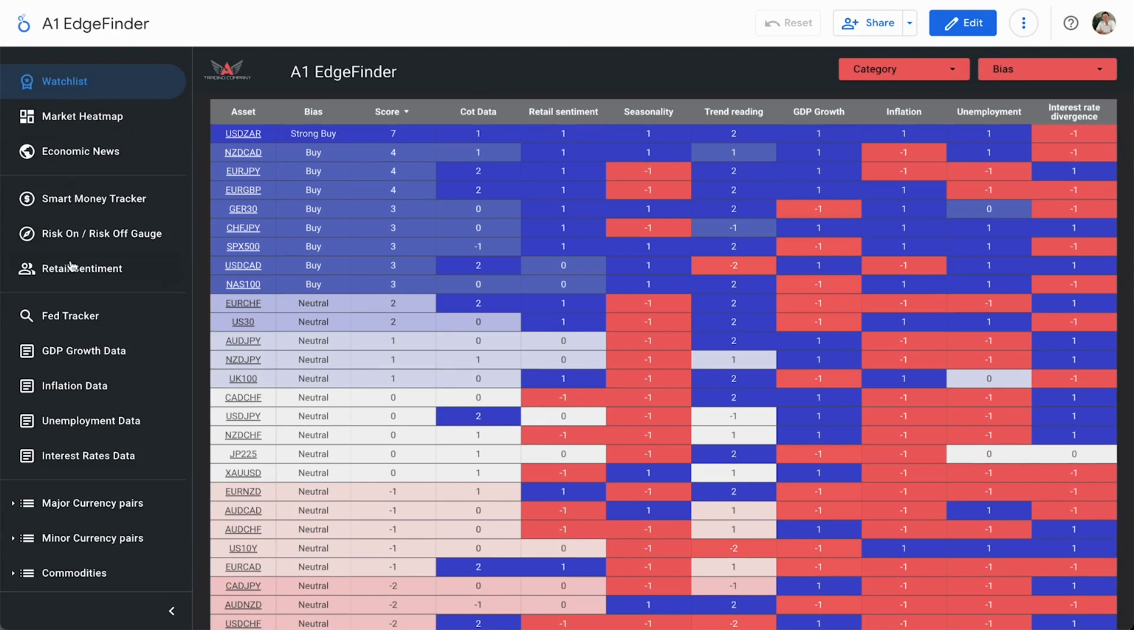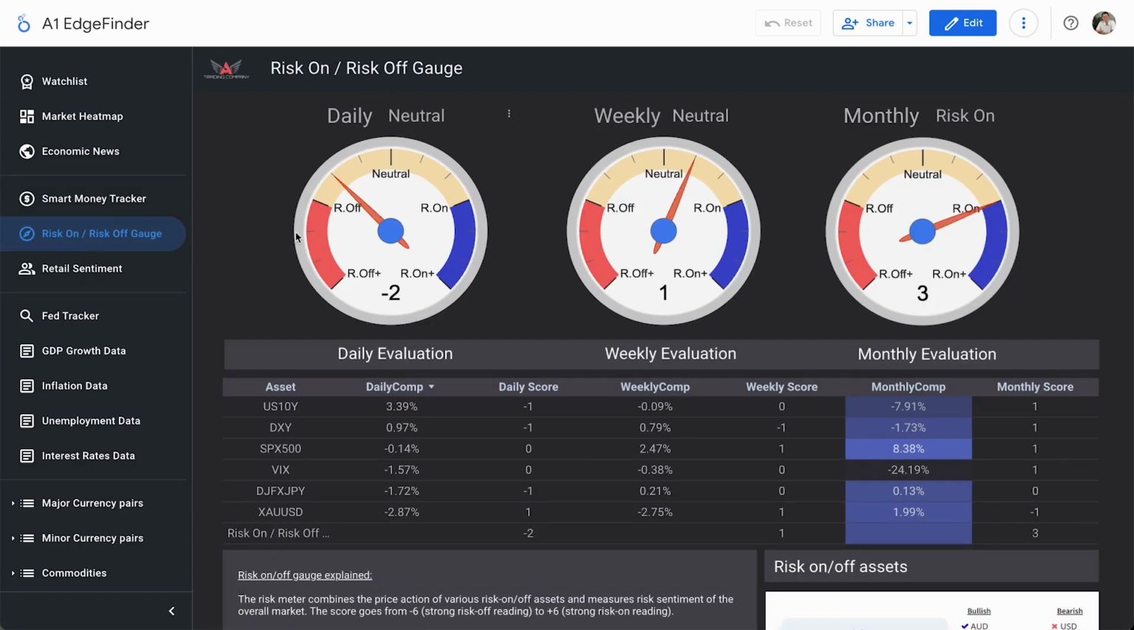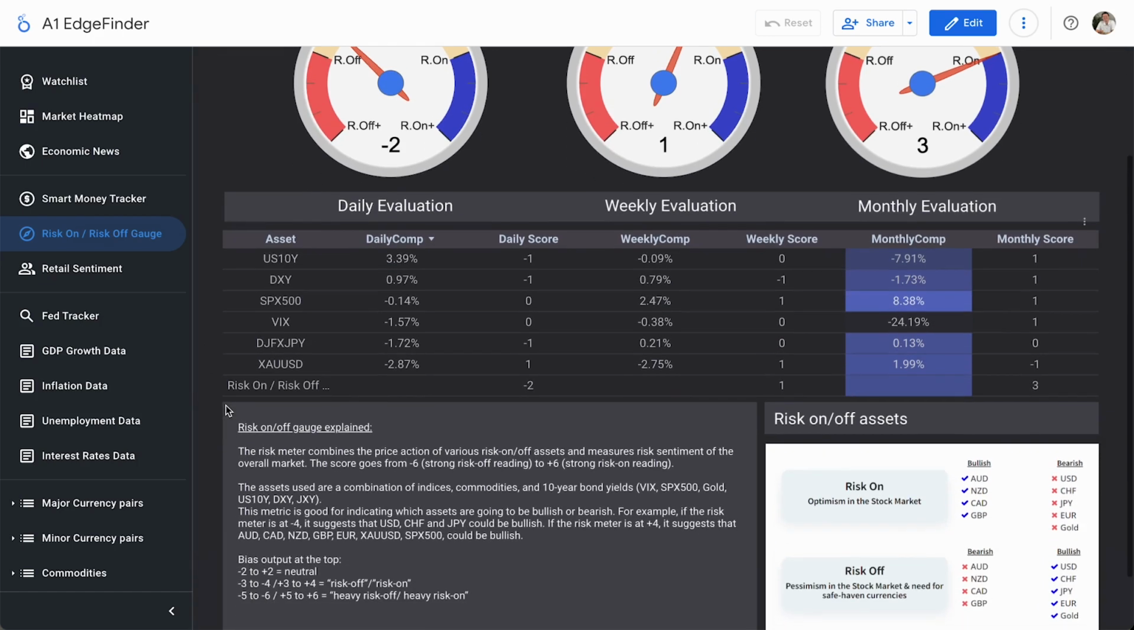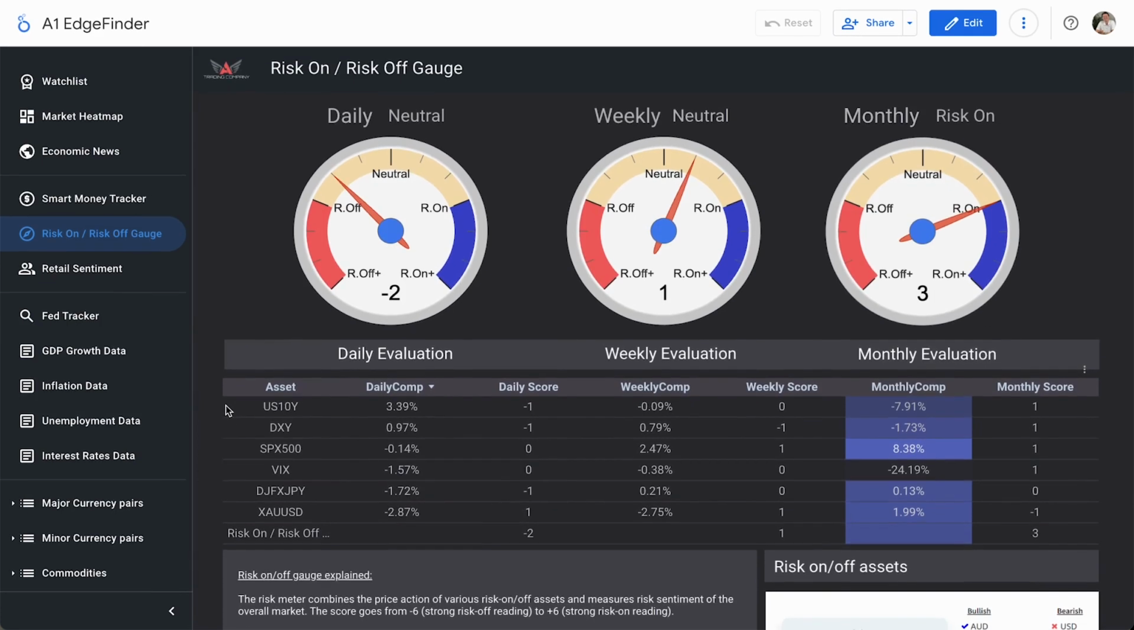But first, I want to get to these tabs right here, our Smart Money Tracker and Retail Sentiment tab, which if you're familiar with the Edge Finder, you're probably familiar with these two tabs. But we have a brand new feature right here, our Risk On, Risk Off gauge. And this is a super awesome feature that we just released today. It is just gone live. It's a free update for all Edge Finder users.